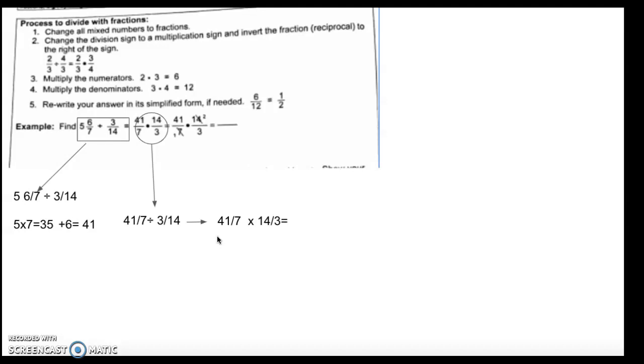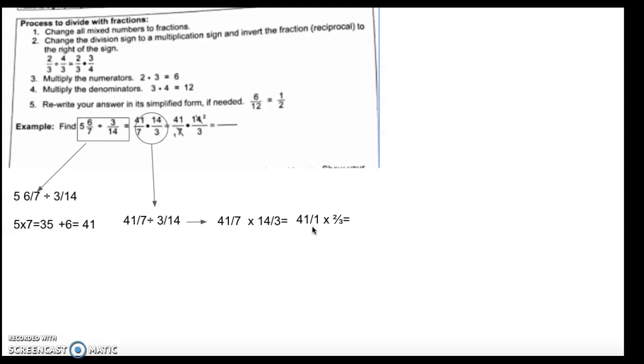Now these are some pretty big numbers. So what I'm going to do is reduce before multiplying. So I know that 3 can't go into 41, but I do know that 14 can go into 7. So 7 divided by 7 is 1. 14 divided by 7 is 2. So now we have 41 over 1 times 2/3. Still a pretty large number, but it's better than multiplying 41 times 14.